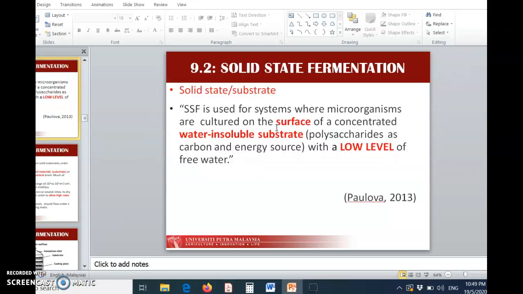Okay, so thank you. We will meet again in the next lecture about solid state fermentation, which is fundamentally different from submerged fermentation because they use a solid state substrate. Okay? For example, tempeh production, koji, natto, and so on. Okay, thank you.